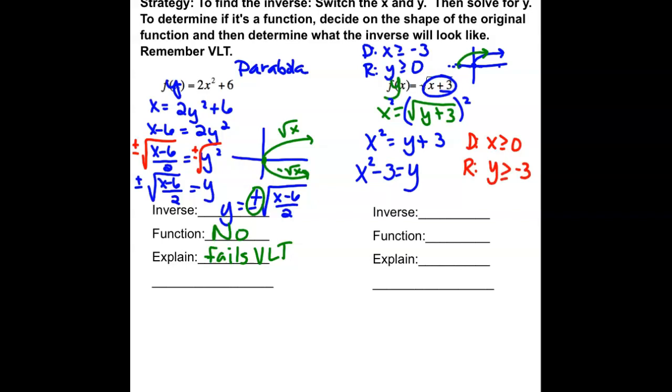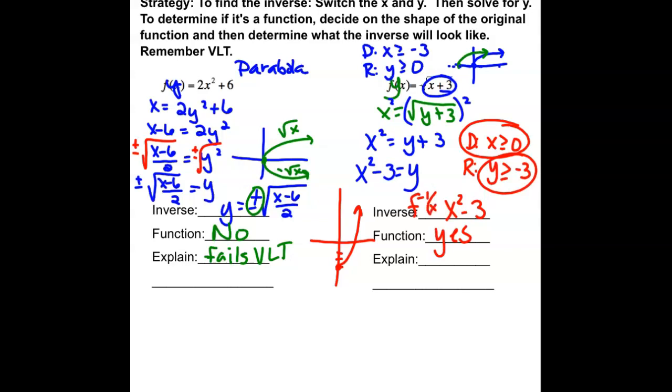Okay? So when we graph this, instead of a whole parabola shifted down 3, we really are just getting the right side of that. Values for x that are 0 or higher, and values for y that are negative 3 and higher. So my inverse, x squared minus 3, it is a function. So I can say f inverse of x equals x squared minus 3. And our reason, again, is it passes a vertical line test.